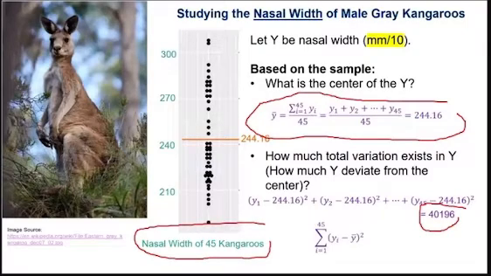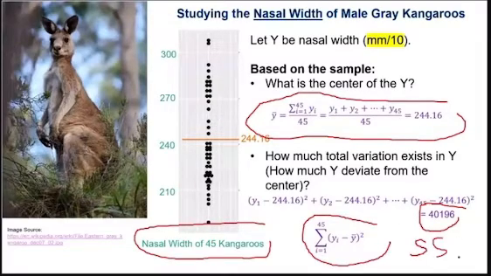That is the formula that you see right now, which is the sum of y_i minus y bar, all squared. That's what we use in statistics to figure out total variation. We also call that SST, sum of squares total. It represents total variation around the response. Is there any question moving forward? Now you know how we find the total variation around the response variable.